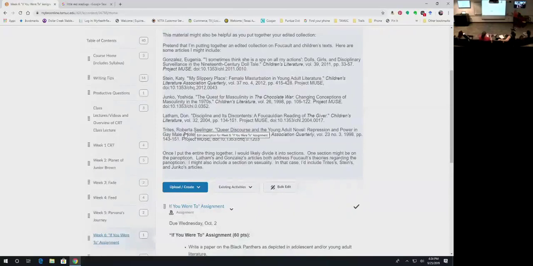So, discipline, non-licensed discipline and its discontents, a Foucauldian reading of The Giver, talks about the panopticon, as does The Chocolate War. It does, because that whole thing is set up as a panopticon, but it also deals, of course, with gender. So, what did that, Gonzalez? I sometimes think she is a spy on all my actions.